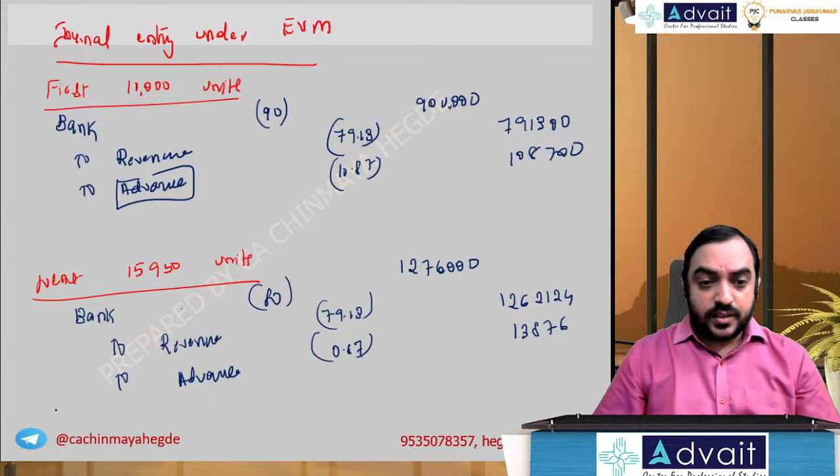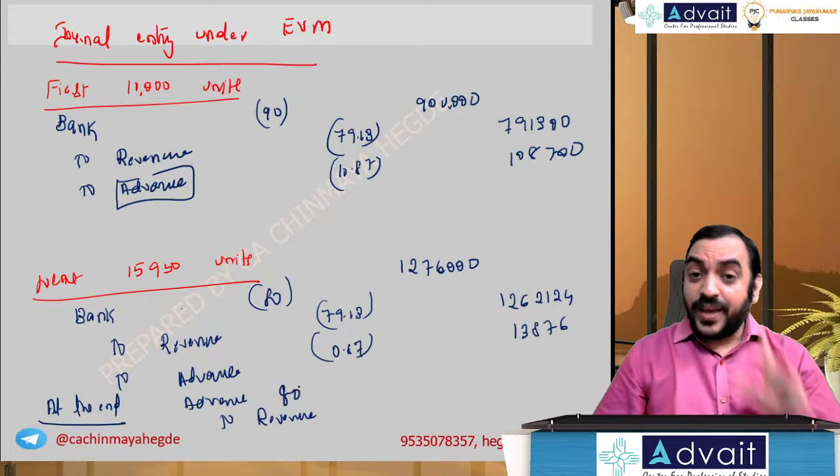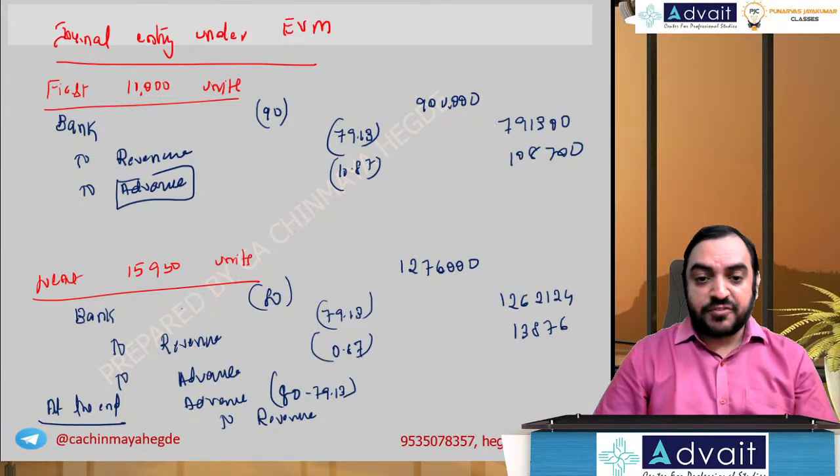So at the end of the year, the entry is going to be advance account debit to revenue. We can recognize revenue of 80 rupees, but we have recognized only 79.13 multiplied by total 25,950.